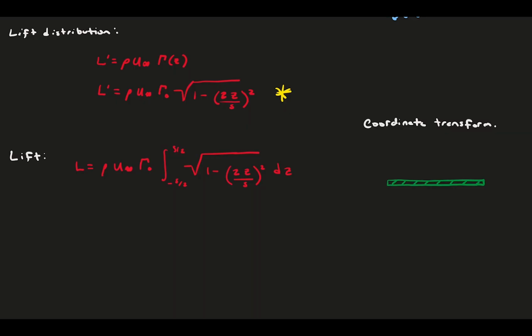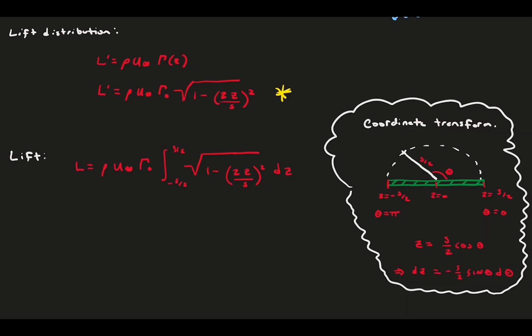It's more convenient to work in the theta space, where we define a circular coordinate system that projects onto the span. The edges go from 0 to pi instead of plus minus s over 2, and theta defines a point along the foil. With this transformation, z turns into s over 2 times cosine theta, and dz is s over 2 sine theta d theta. We'll use this coordinate transformation throughout our derivations in the next steps, and it usually produces convenient, solvable integrals.